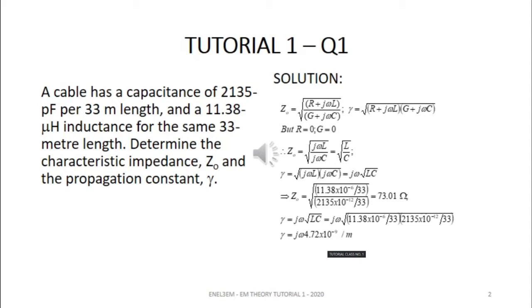Similarly, our gamma is j omega square root of LC. Now we insert the values of L and C as before, where we've divided the given value by 33 meters in each case. And therefore, gamma is j omega 4.72 times 10 to the minus 9 per meter. So those are the solutions for Z0 and gamma in this particular problem.